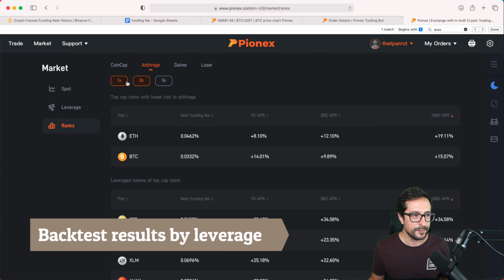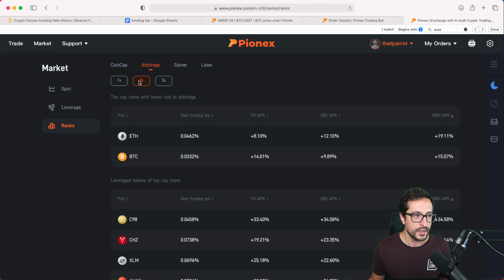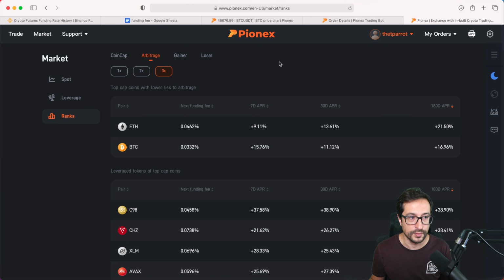You're going to notice that you can pick between 1x, 2x, and 3x. Of course, 2x is the recommended one. It's kind of a middle ground. On 1x, you're going to get paid less. You can also see how the performance is impacted if you change this. On 3x, of course, you're going to make the most returns, but it's also the most risky in terms of the likelihood of getting liquidated if the token pumps too high.